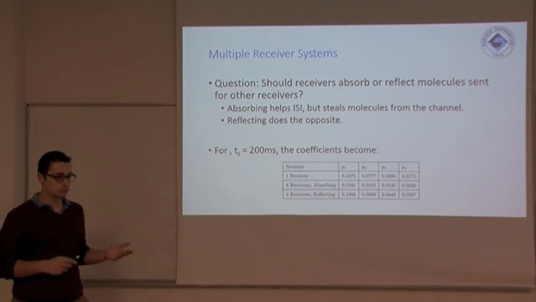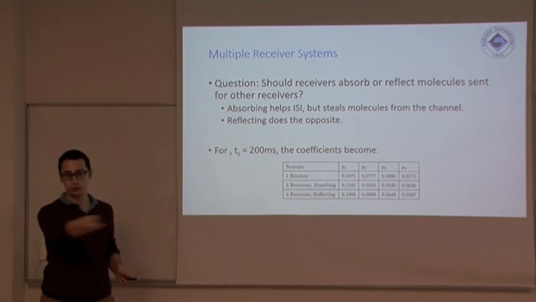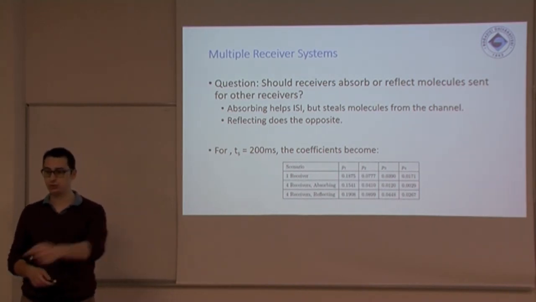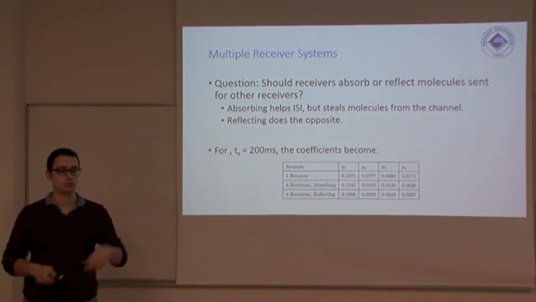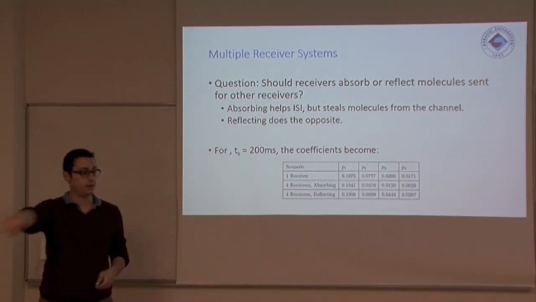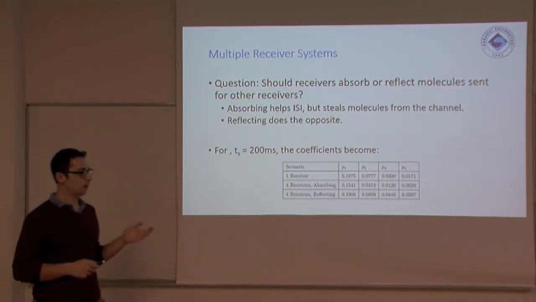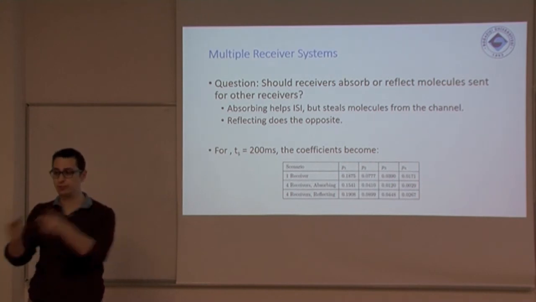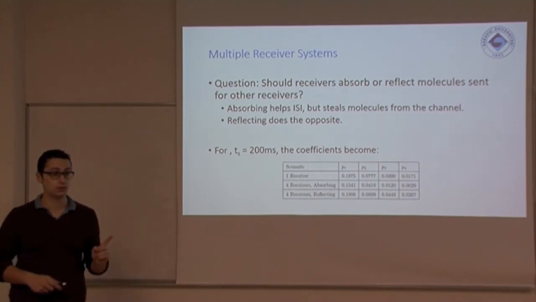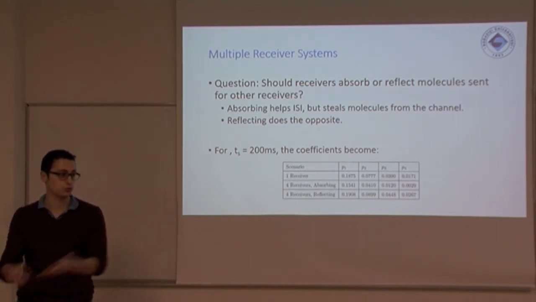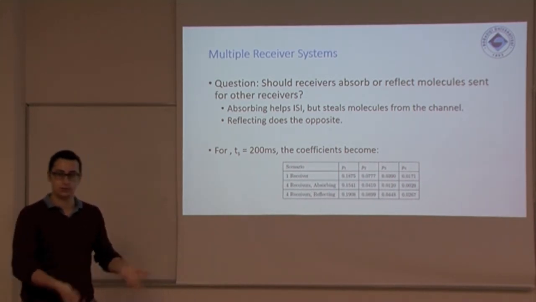Absorbing the molecules actually helps ISI because I'm trying to communicate with O's, but the molecules going from Basri to O's are stray molecules and they are generally ISI molecules, right? Because ISI molecules tend to take longer paths and they take longer time to reach the receiver. So by Basri absorbing the molecules that I'm trying to send to O's, it actually helps the channel in terms of ISI. But of course, it steals some molecules from the channel. Now some of my molecules that I'm trying to send to O's, Basri has, and they're removed from the channel. Now, I can't use them for communication.